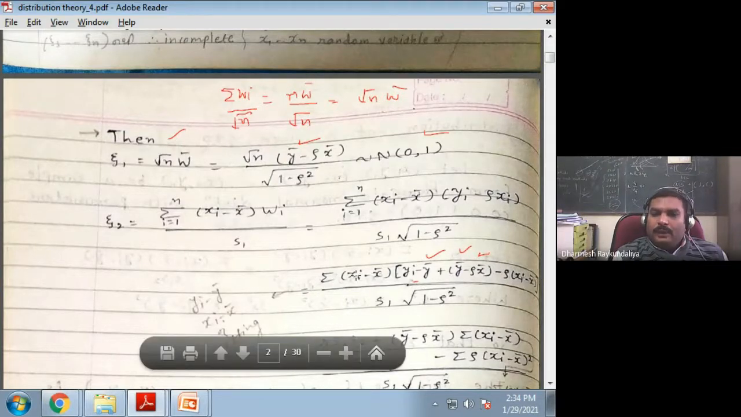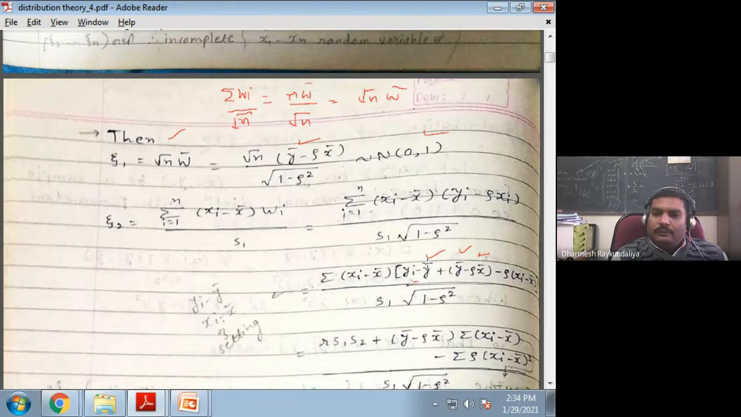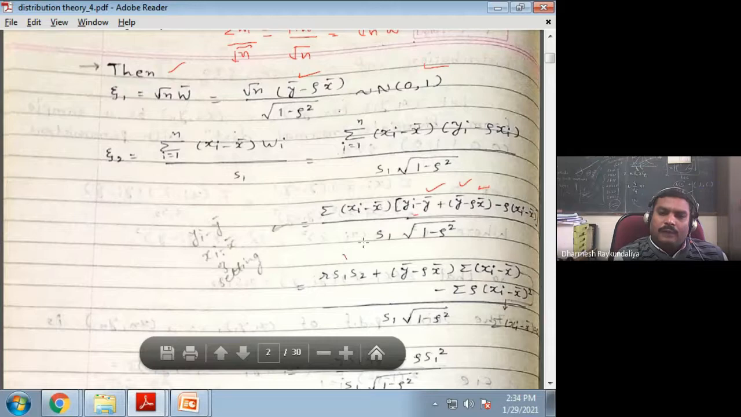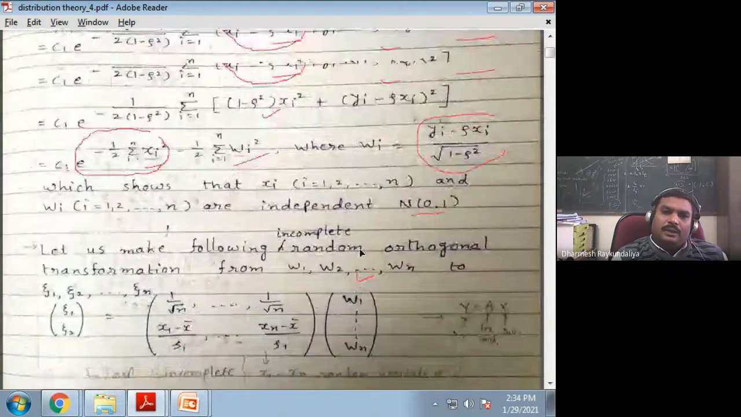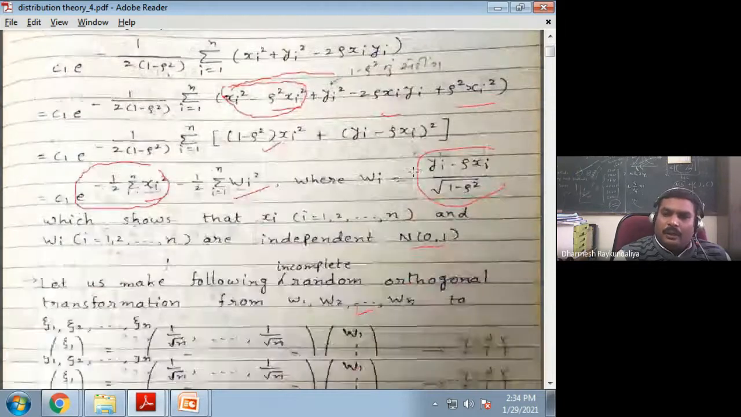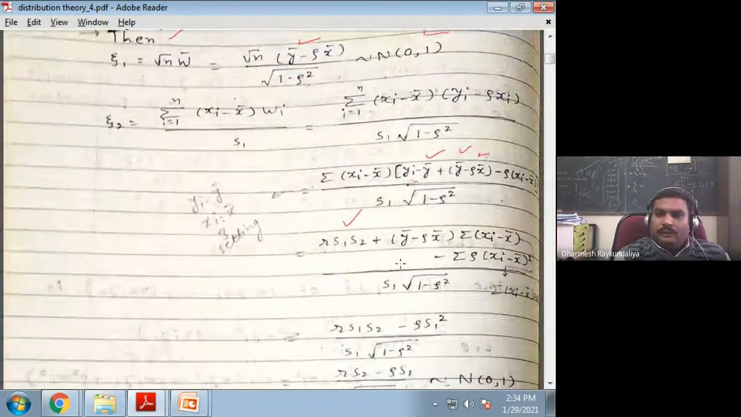Now, if I am multiplying this (xi minus x bar) with (yi minus y bar), it is nothing but r s1 s2. Why? Because we say that r is nothing but summation (xi minus x bar)(yi minus y bar) upon n s1 s2. So summation (xi minus x bar)(yi minus y bar) equals r s1 s2. Now, if you multiply with this summation (xi minus x bar), but summation (xi minus x bar) is 0, so that quantity is vanished. So the second quantity will not be there.